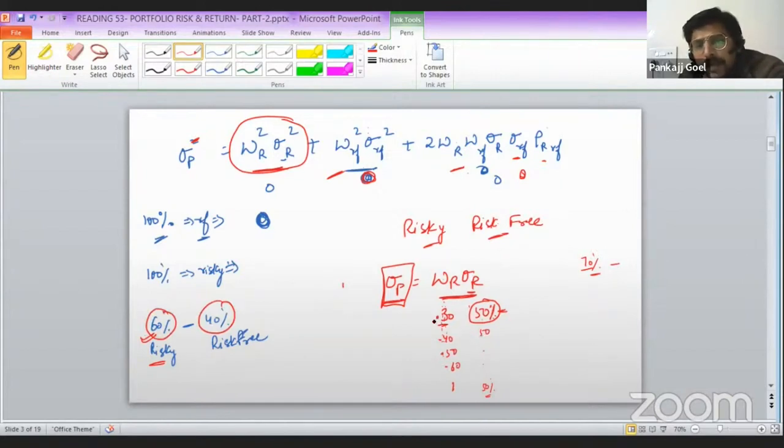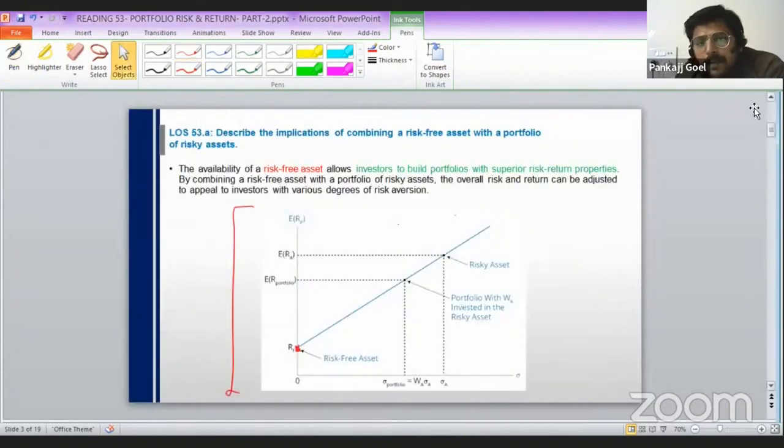So if I change my weight, if I put more and more money into risky, my portfolio risk will increase. And logically think, this is not playing any role, this is zero. So can we say that there is a linear relationship? The more money I put into risky investments, the more my risk increases, because the correlation has no impact here, nothing at all. So there is a linear relationship, as simple as that. You can see here there is a linear equation, a straight line. So what is happening: if I am putting 100% money into risk-free, it is zero.